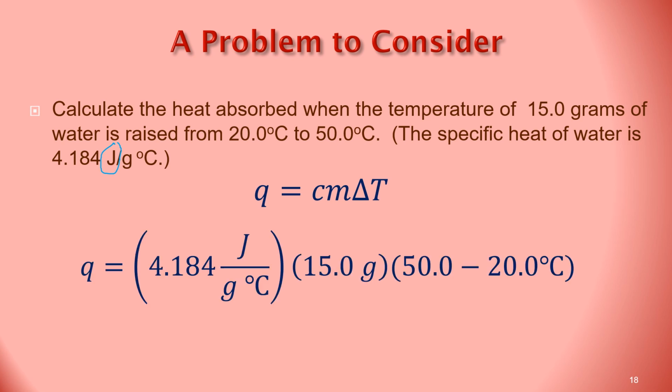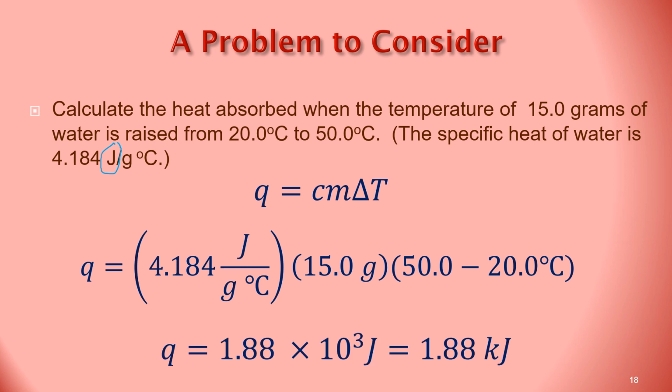So the specific heat of water is 4.184 joules per gram degree Celsius. If we multiply by the mass of the water, which is 15 grams, and then by the delta T, which in this case is 30 degrees Celsius, then we'll get Q equal to 1.88 times 10 to the third joules, or 1.88 kilojoules. Either answer is fine. Again, Q is positive because we're putting energy in to raise the temperature, so delta T is positive, so this is heat absorbed.